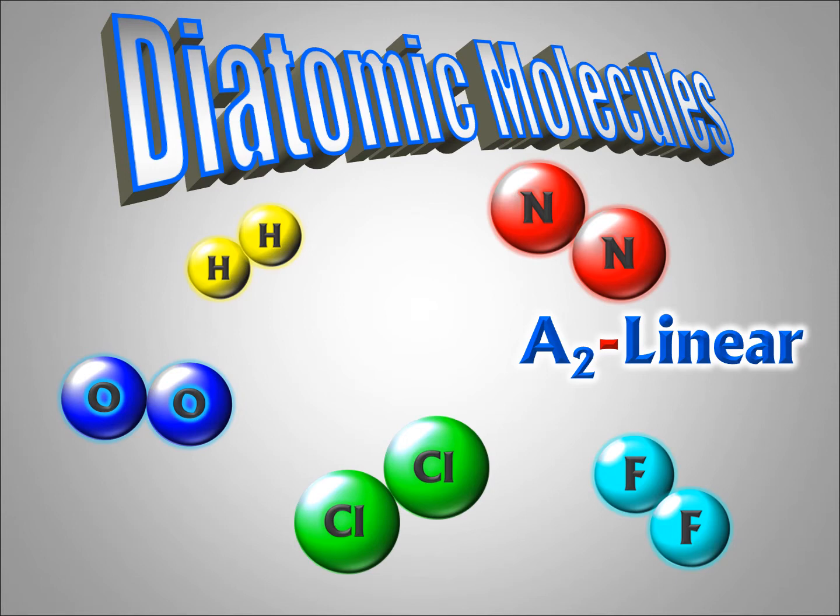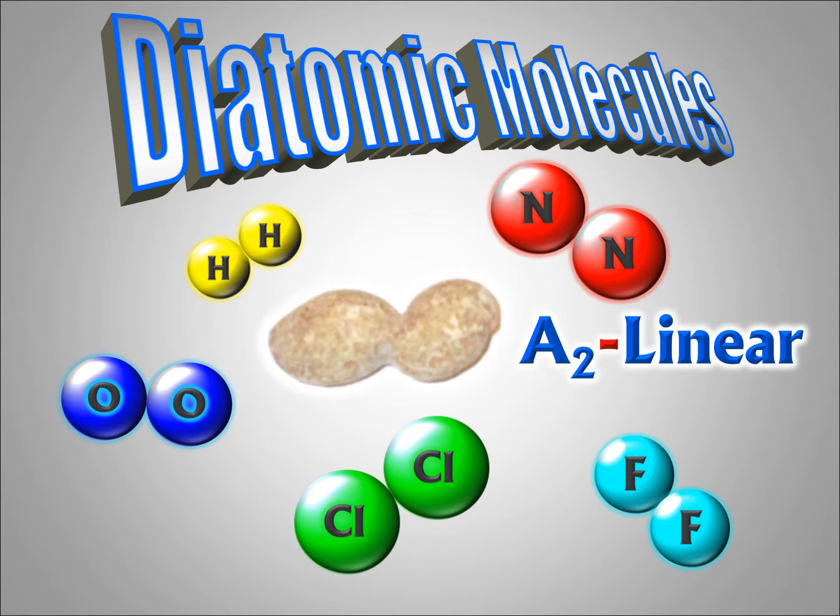This brings us to our first VSEPR form. For all diatomic molecules, molecules that have 2 of the same atoms stuck together, and we find quite a lot of these, they all have that peanut shape. And we describe that as A2 linear.